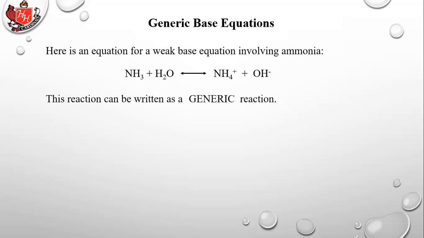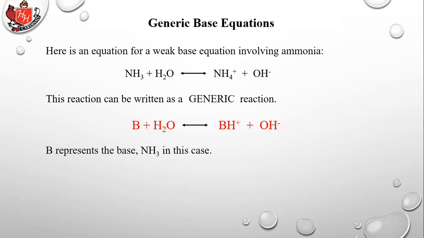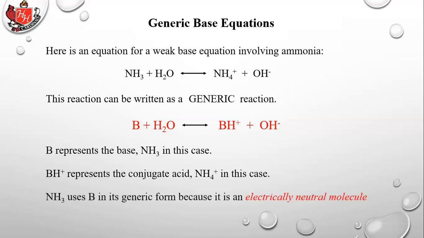This reaction can be written as a generic reaction as follows. B plus H2O produces BH+, the conjugate acid, plus the hydroxide, the OH-. B represents the base NH3 in this case. BH+ represents the conjugate acid NH4+, that's ammonium. Now, NH3 uses B rather than A- in its generic form because it's electrically neutral.